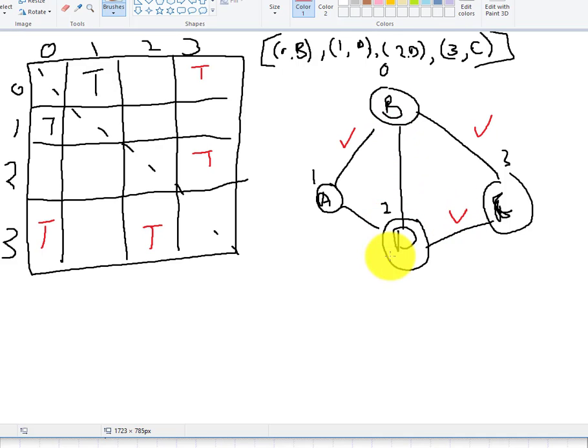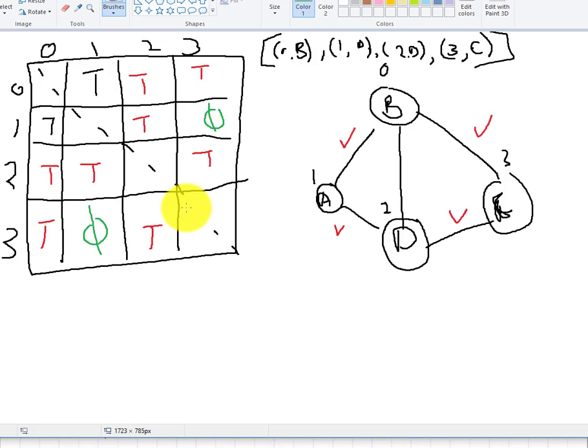Then we have 0 and 2. 0 and 2. Capture it here, capture it here. 2 and 0. And then we have this one. 1, what is this? This is a 2. So 1 and 2. 1 and 2. Capture it here, capture it here. We didn't have an edge here. Okay. So this would remain a null. And that's the basic idea.